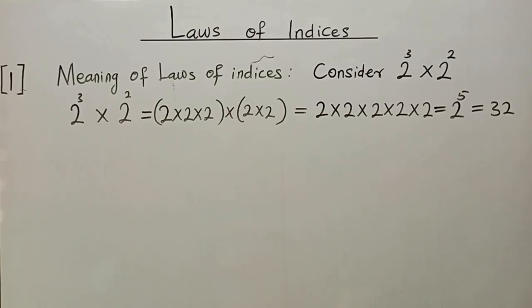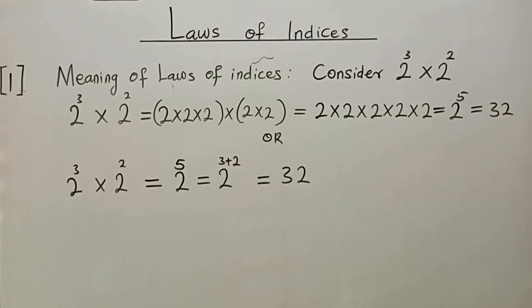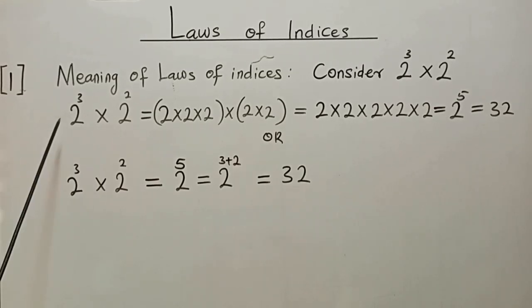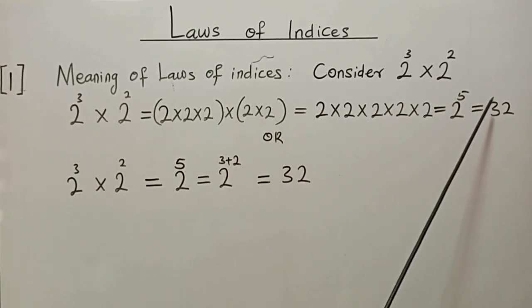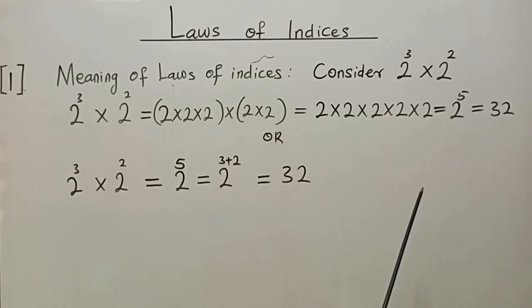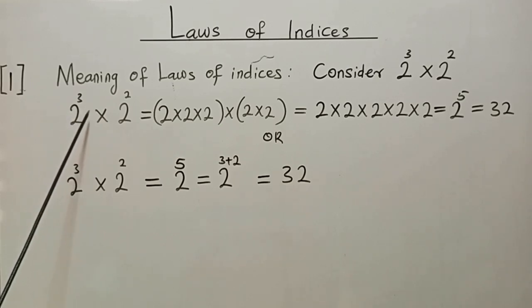Let me carry out a different number operation on this 2 to the power 3 times 2 to the power 2 to get the answer as 32. If you watch this first number operation, you realize that it takes a lot of space to get 32 as the answer. It is important that for that reason, we seek to shorten the process. That is, we look for a way to shorten the process of multiplying these two numbers.